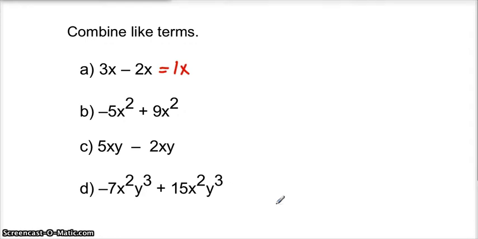Letter B, negative 5x squared plus 9x squared is 4x squared. Letter C. And letter D. Letter D looks a little bit crazy, and there are exponents everywhere. The exponent rules that we just finished, we only dealt with multiplication. Think back for a moment.